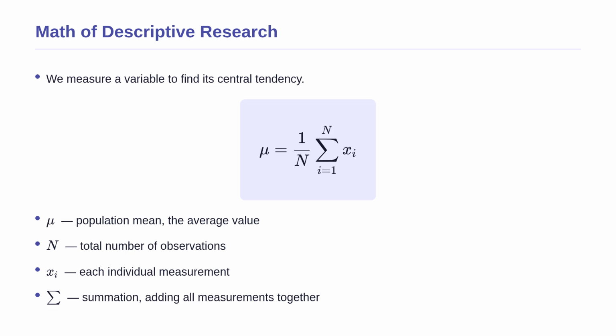The symbol mu represents the population mean, which is the average value we are trying to describe. The symbol n represents the total number of observations or people in our study. The symbol x sub i represents each individual measurement we take, and the summation symbol tells us to add all those individual measurements together. If the value of n increases, our descriptive data becomes much more reliable because we are surveying a larger portion of the population.